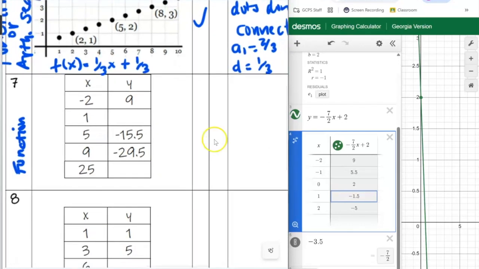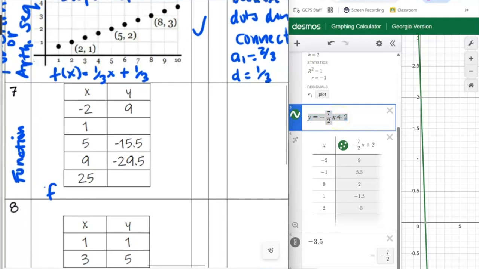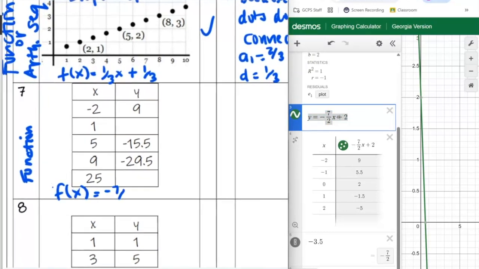Okay, what is the function? It's right here, y equals, and because we're writing in function notation, we're going to use f of x since it doesn't specify which one to use. So f of x is equal to negative 7 over 2 x plus 2.